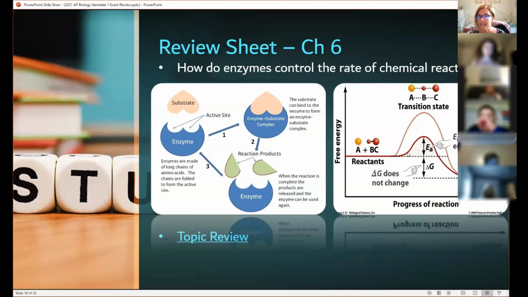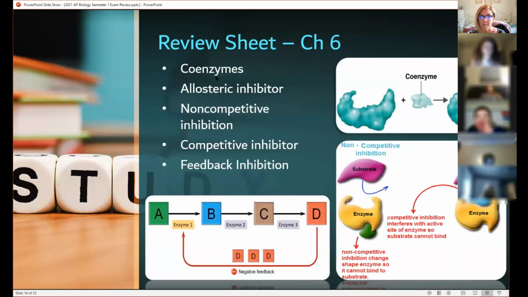Remember, they're lowering the activation energy. They lower the activation energy by putting molecules in proper orientation for reactions. The active site is where they're bonding. If I had another site, the allosteric site, that comes up in a minute. So the substrate, the active site, and the enzyme, just some general vocabulary.